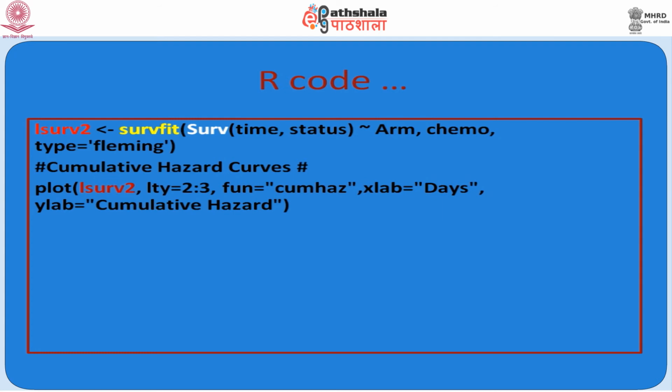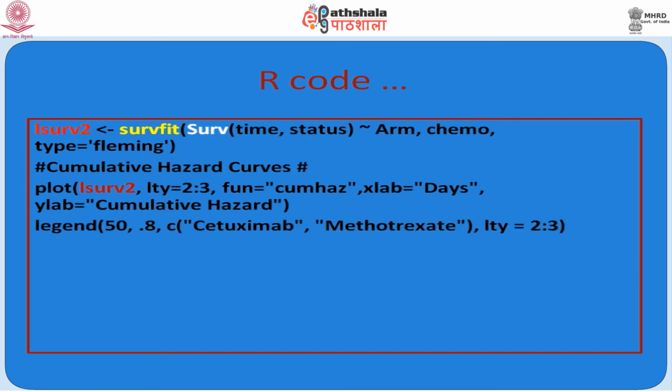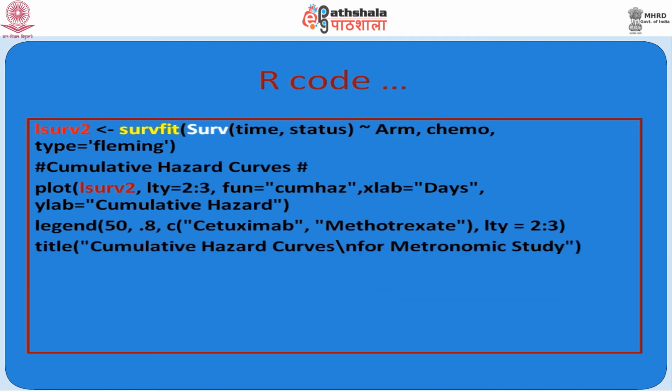It should be noted that in the earlier plot we didn't put labeling for xlab and ylab, but here we are putting xlab and ylab. Now, for the legend, like the earlier graph where we had given 50.2, here we are giving 50.8 for cetuximab and methotrexate, and the title of the curves is given as cumulative hazard curve for metronomic study. Now see the plot as our output.